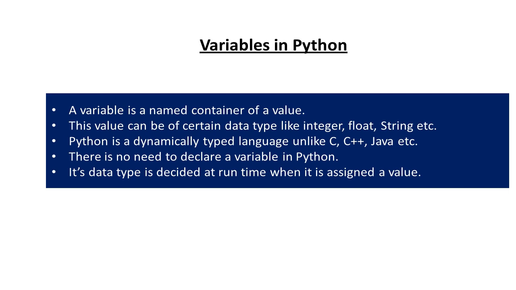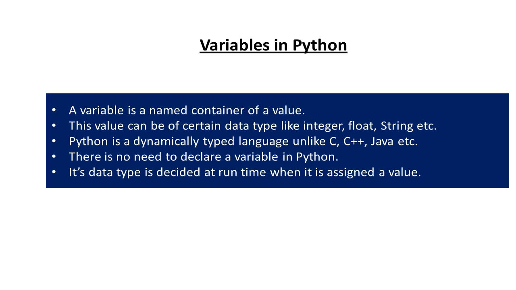Now, Python is a dynamically typed language, unlike C, C++, Java, etc. Let me explain what a dynamically typed language is. A dynamically typed language is a language in which there is no need to declare a variable, because declaration of a variable involves specifying its data type. In Python, you need not declare a variable before using it. Its data type will be decided when the value is assigned to it.